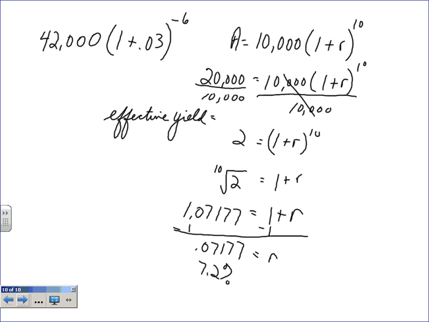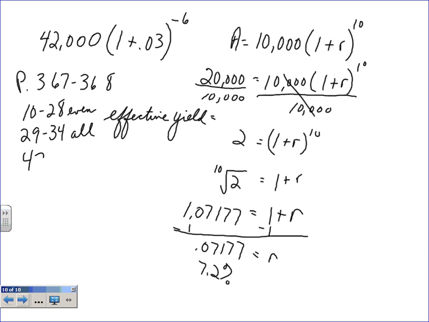Homework. Page 367 and 368. 10 to 28 even. 29 to 34 all. 47 to 53 all. That's your homework.